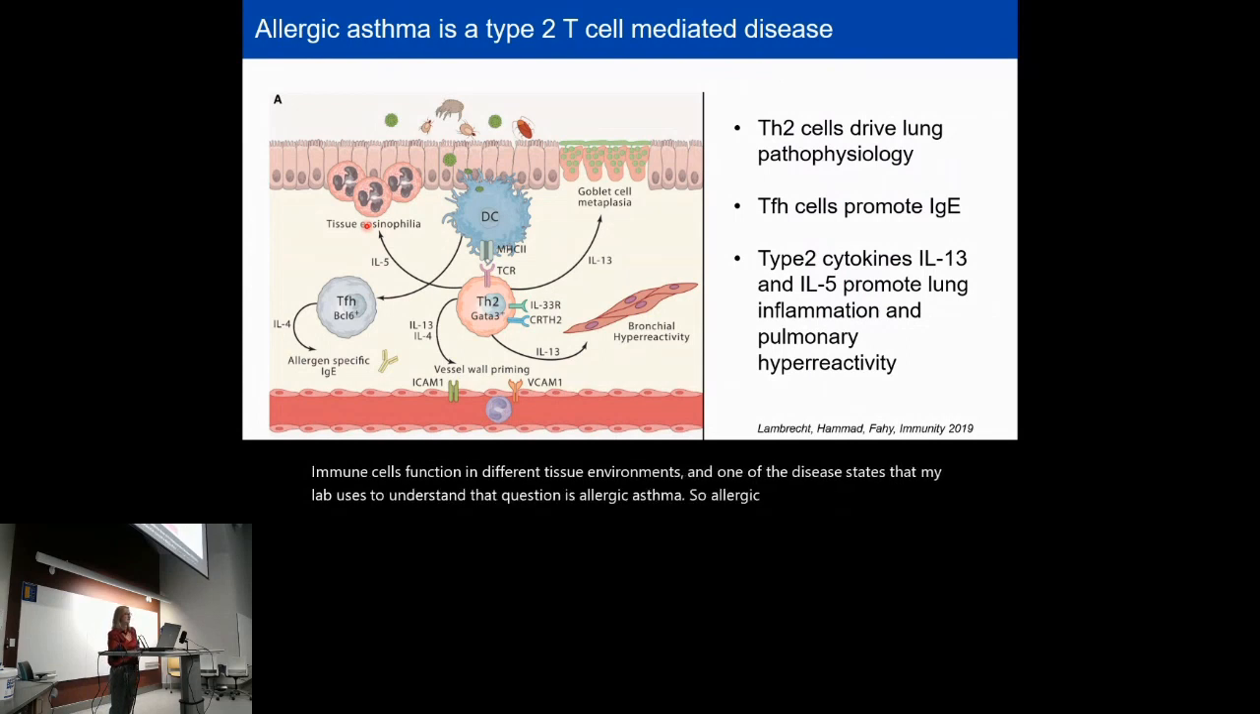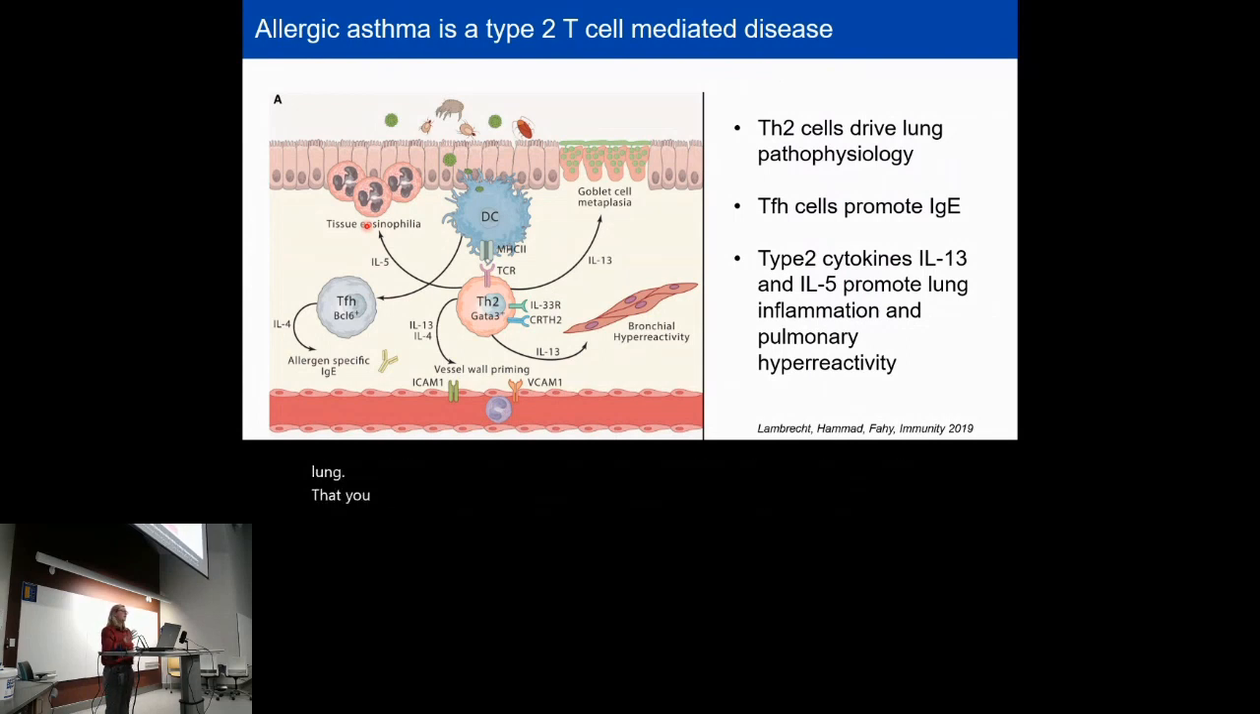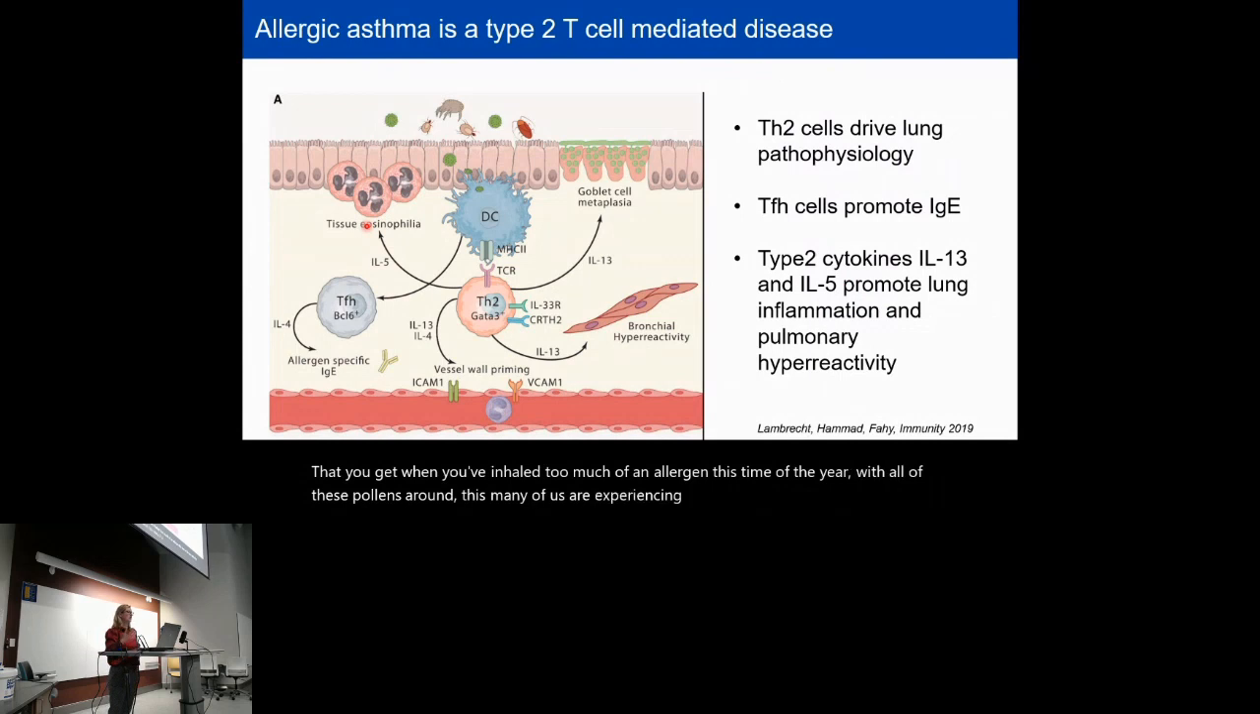Allergic asthma is a disease of the lung that you get when you've inhaled too much of an allergen, this time of the year with all of these pollens around. Many of us are experiencing seasonal allergies. For some people, that actually drives an asthma disease in the lung where they have difficulty breathing. For many patients, we know that this is primarily driven by what we call a Th2 or type 2 cytokine response.